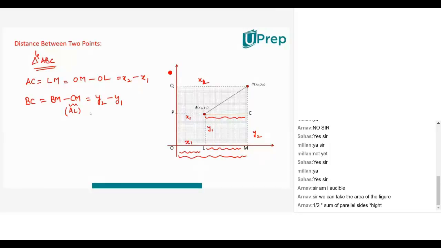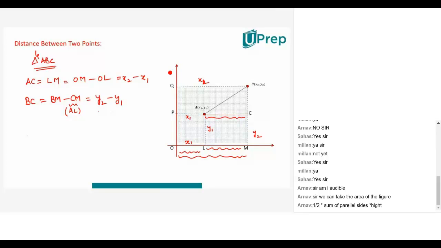Now, if you recollect, these are the two things that we wrote in this slide. AC is parallel to the x-axis. Distance between the two points is the difference of x coordinates. BC is parallel to the y-axis. Distance between them is the difference of y coordinates. But neither AC nor BC is going to be the length AB, because AB is not parallel to the x-axis or y-axis.